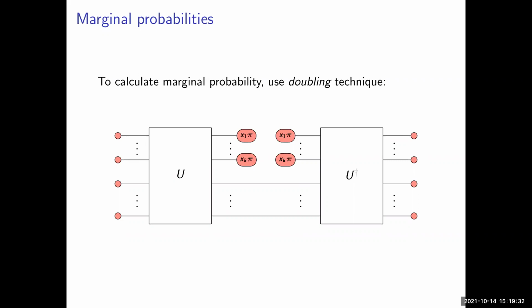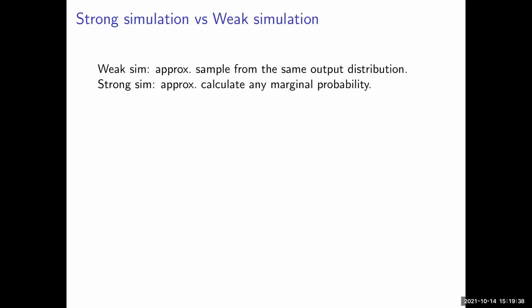Okay, so that's representing circuits and amplitudes and probabilities as ZX diagrams. So that's the first step. Then the second, let me do a small discussion on types of simulation. There are two types of simulation we can talk about: a weak simulation of quantum circuits, and a strong simulation.